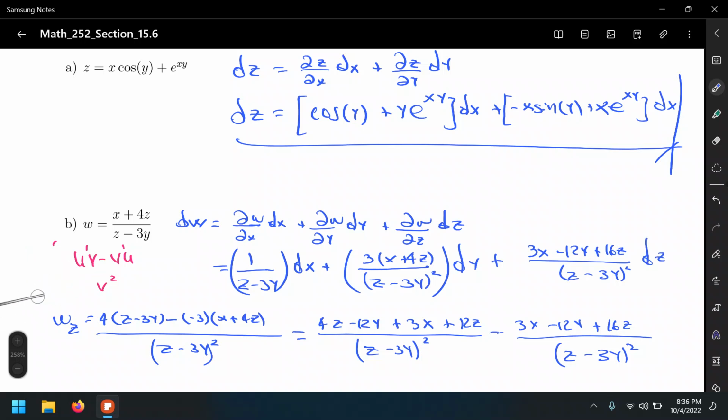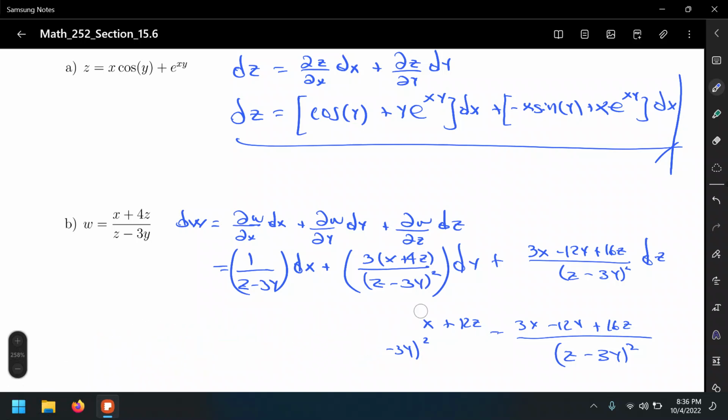dz. Let me erase all this. So that's our total differential for this weird looking function. Now, how can we apply these differentials?